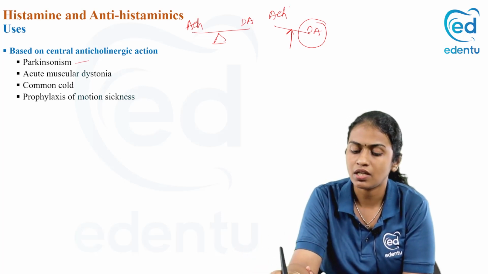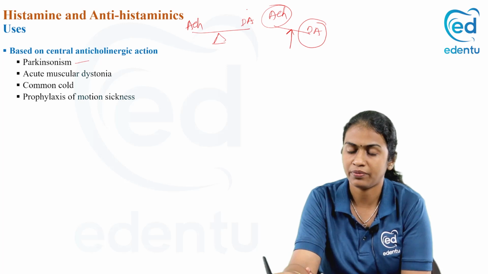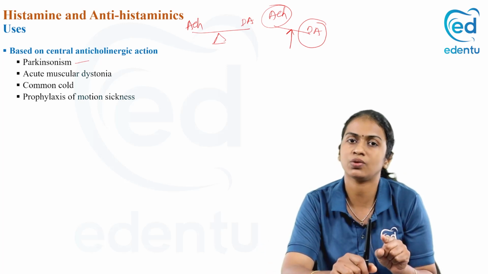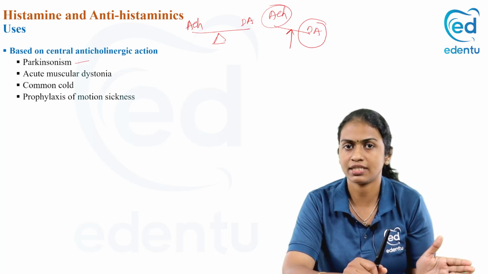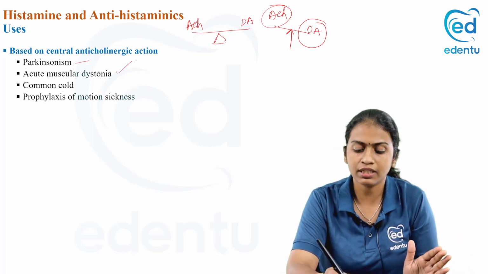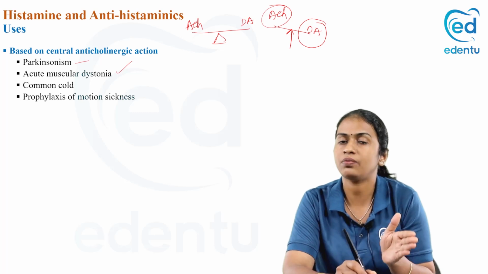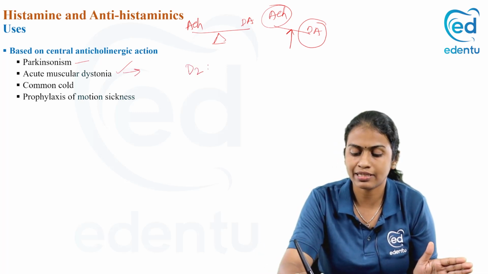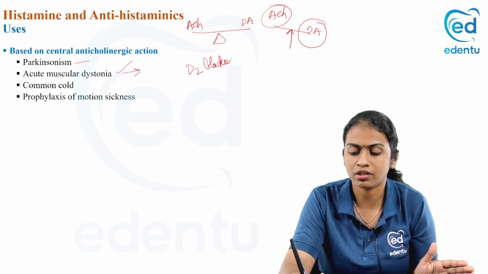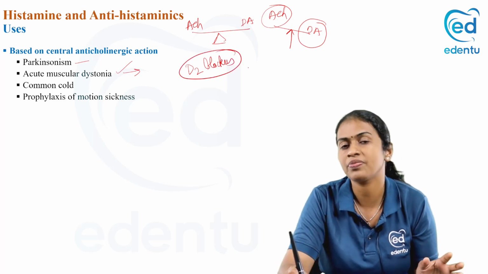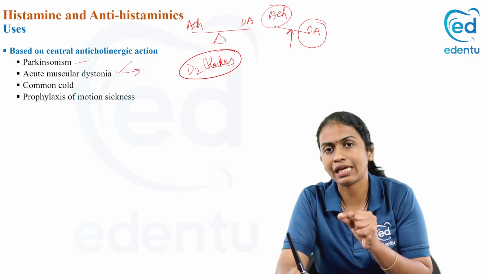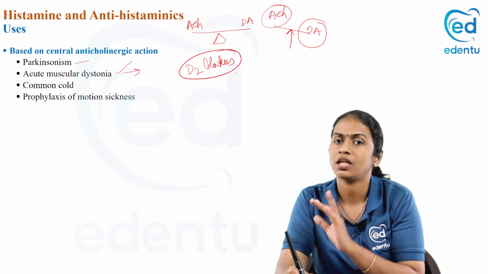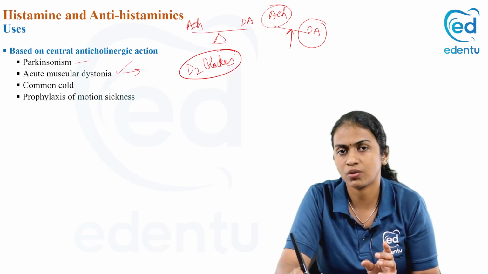The other method is you decrease the acetylcholine level. That is by giving central anticholinergic drugs. One drug which has a central anticholinergic property is your first generation antihistamines. Similarly, in acute muscular dystonia, a condition which is usually drug induced, when we give D2 blockers like haloperidol, which is a drug that we give for schizophrenia, the blocking of D2 can result in Parkinsonism or in muscle dystonias. Treatment is again central anticholinergic drugs.